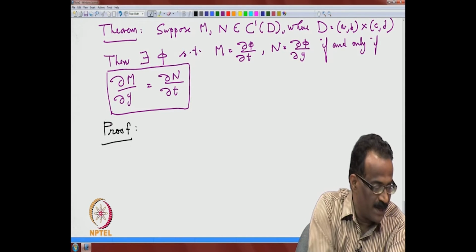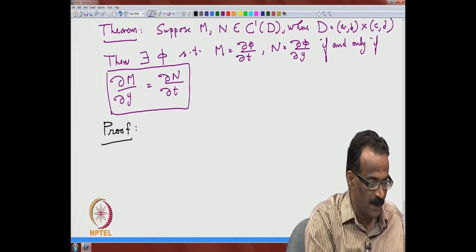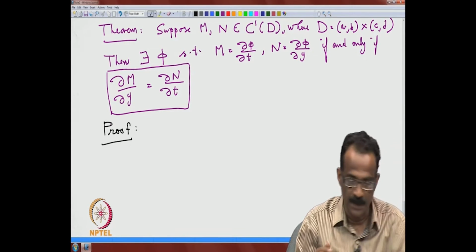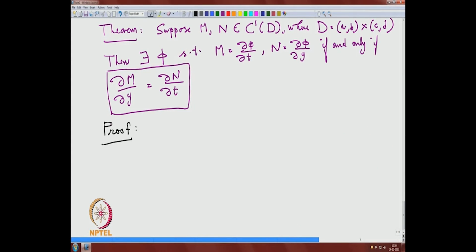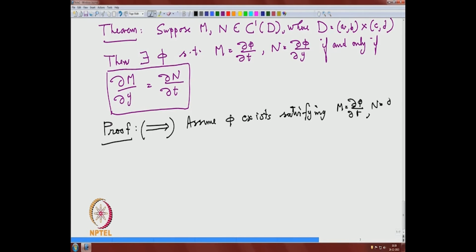So, assume one condition. We will prove it one way. There exists phi, that is fine. So, we will prove this part first, simply. Assume phi exists satisfying m equal to dφ/dt and n equal to dφ/dy.